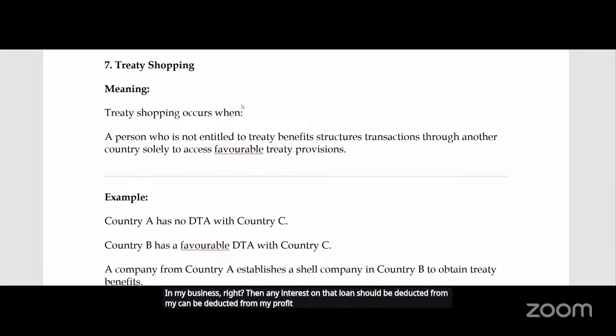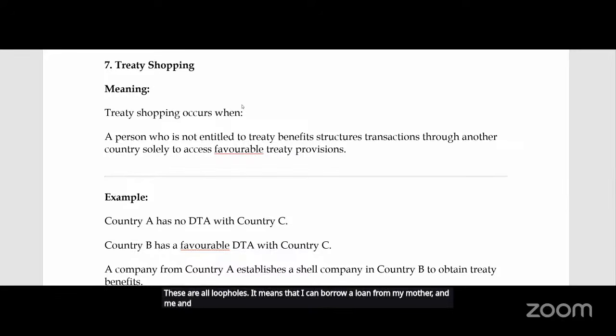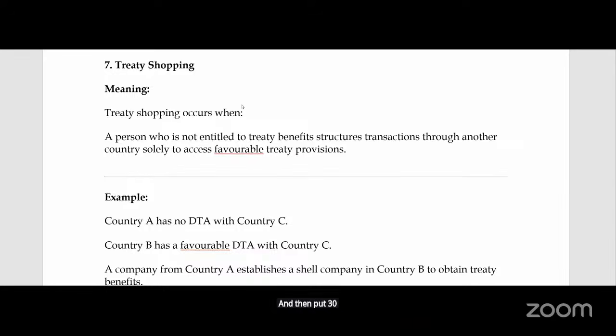The law didn't tell me where to get it from, how much to get, or what percentage should be applied. These are all loopholes. It means I can borrow a loan from my mother, and my mother and I can plan that she gives me a loan of 5 billion at 30% interest. If my profit is 5 billion, that 30% will eat up all my profit. This is a typical loophole.